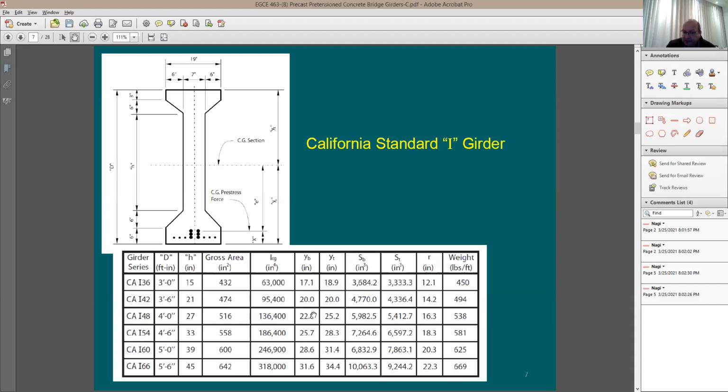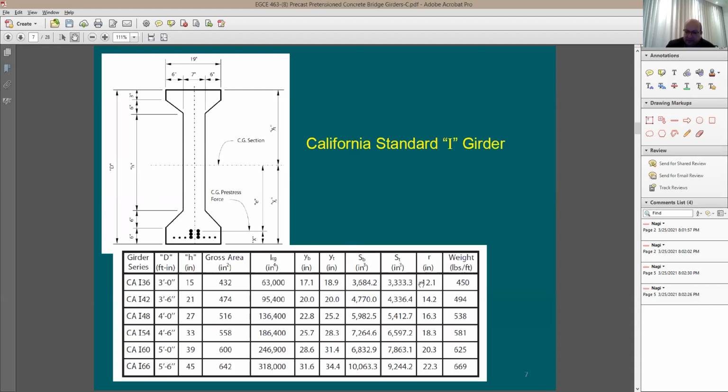This picture here is taken from the standards, the BDS, and they say, here's one of the sections, called California I-36. What's California I-36? It means it's taken from the California standards. It has 30-inch or 36-inch for the depth of the beam itself, and it's just an I-beam. It's I-36.